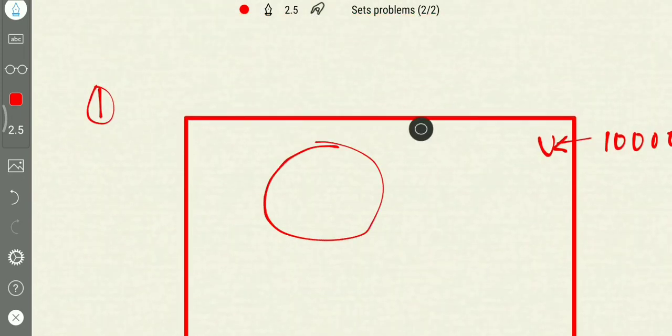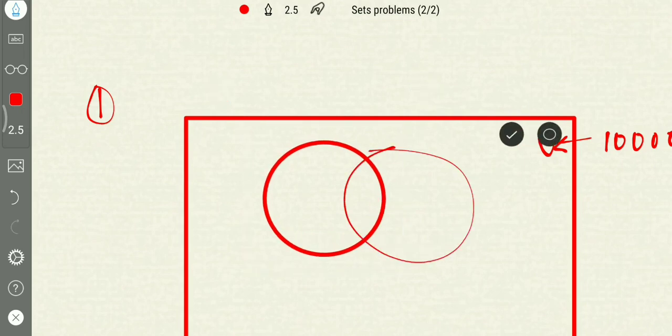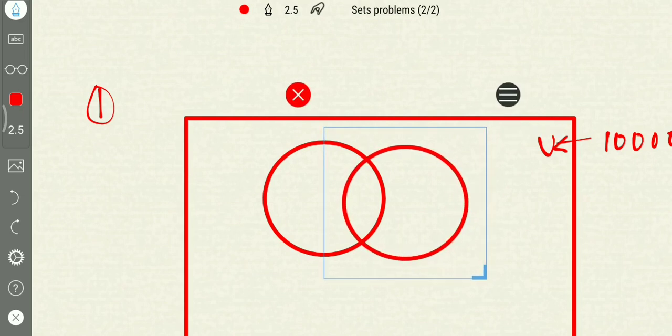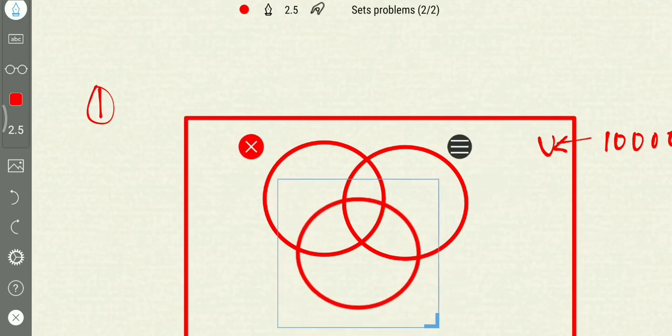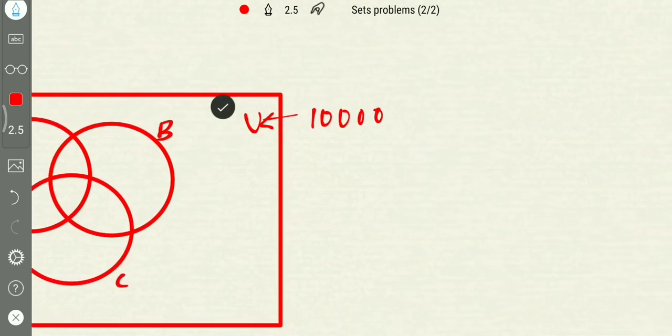So this is A, this is B, and this is C. A is electronics, B is communication, C is computers. So how many students are there here?